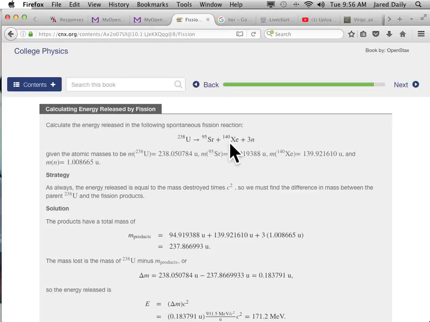Now, this is not the only thing that can happen. There are lots of different fission reactions that can happen. And remember, we call this the parent and these the daughters, right? So you have a fission reaction. You get strontium and xenon out plus 3 neutrons, and these 3 neutrons come out with a lot of energy because there is a mass defect here. The mass of uranium, if you actually weighed the uranium before and then weighed all these products after, the weight of these ones afterwards is less.